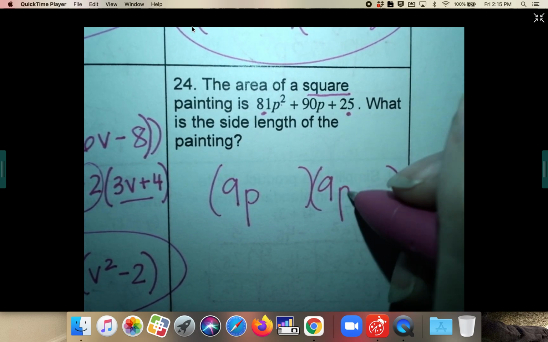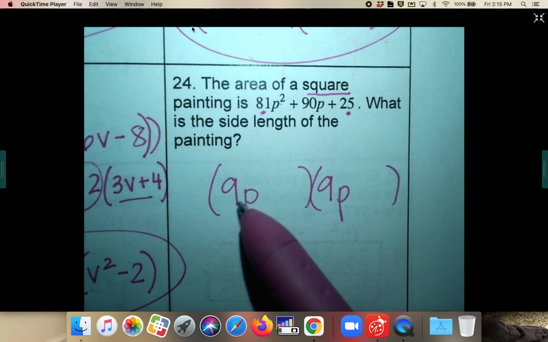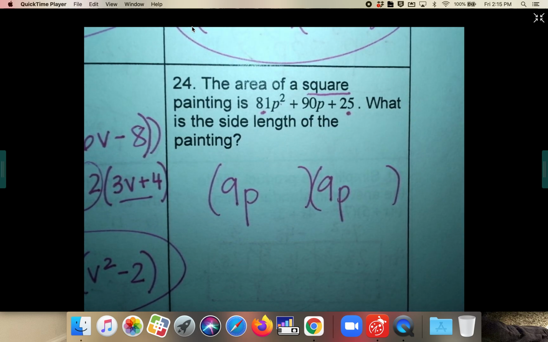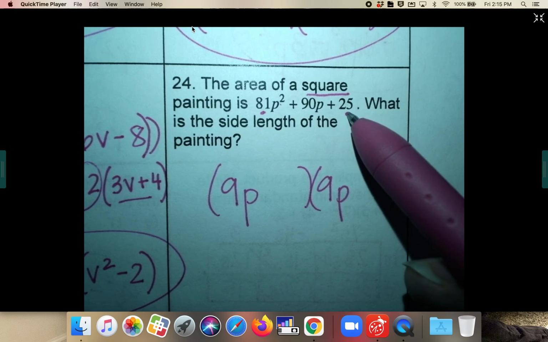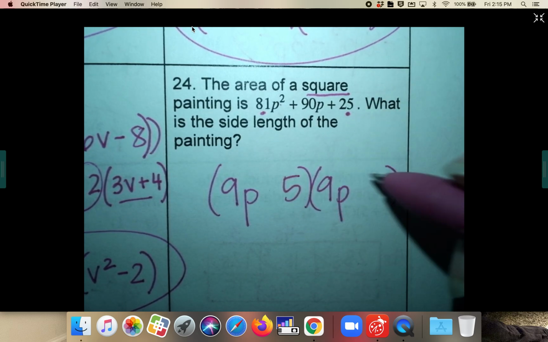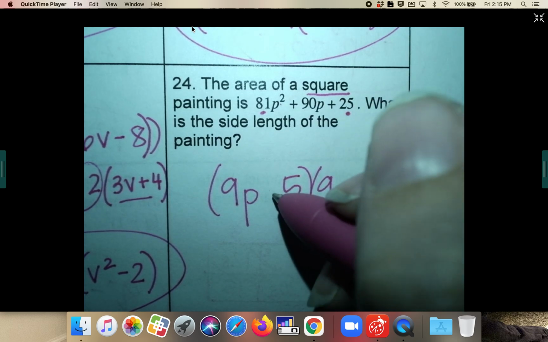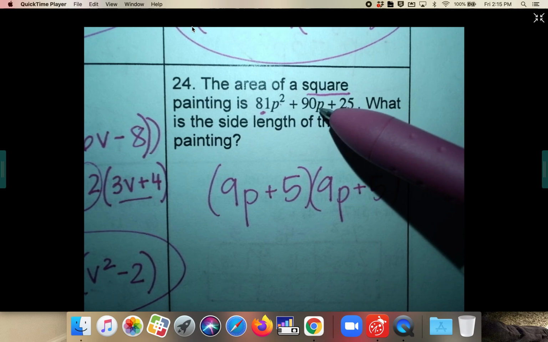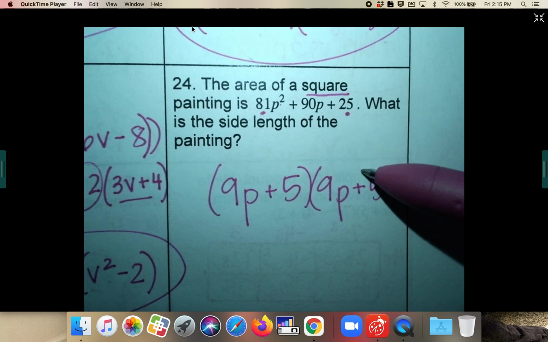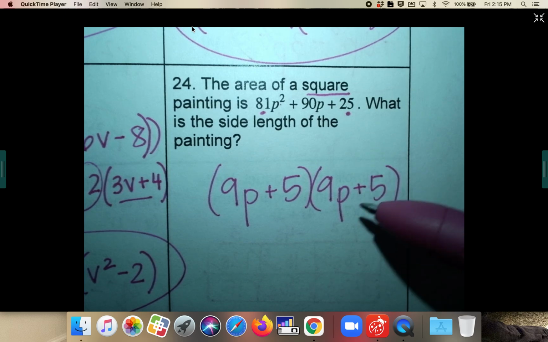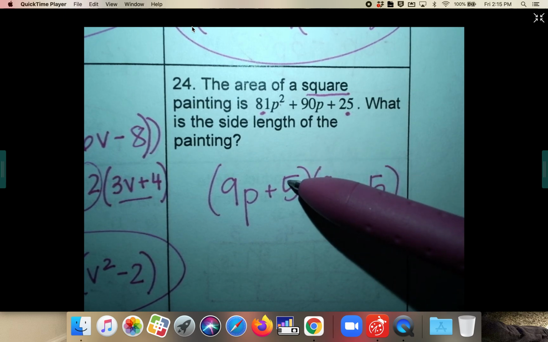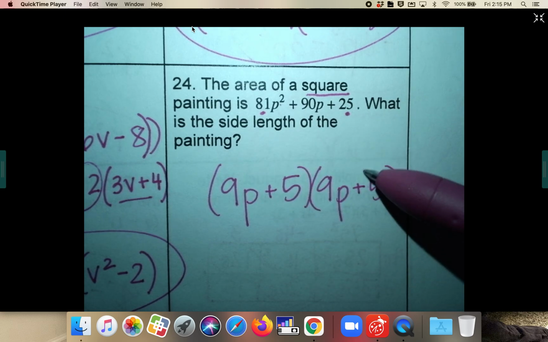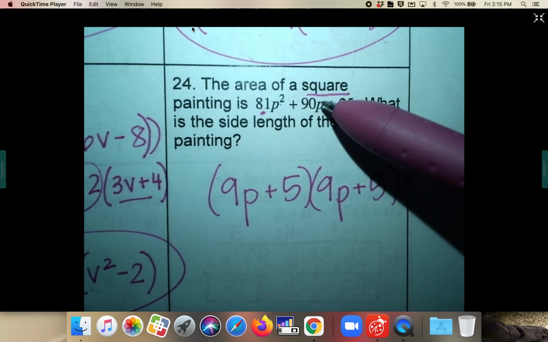So I want to put a 9p at the front because I know that 9 times 9 is going to give us that 81. I know at the ends it's a square root. Square root of 25 is 5, so it's 5 and 5, and it's adding. So I'm guessing this is correct, but let's double check. I need the insides and outsides when you FOIL it to equal 90p. So 9p times 5 is 45p. Insides 9p times 5 is 45p. 45p plus 45p is 90p.